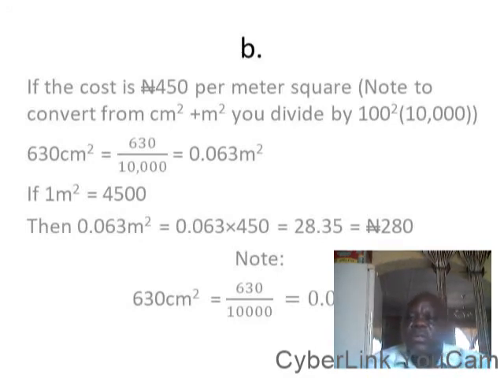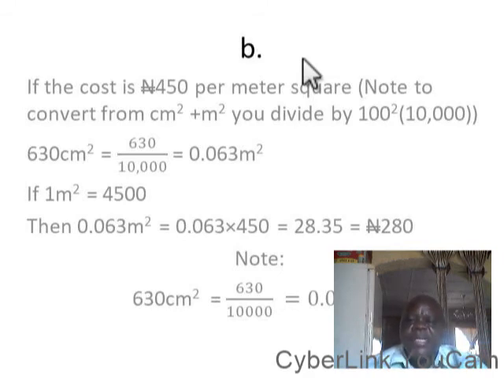Now, if the cost of a plate per meter is 450, pardon, I'm going to correct that, 4,500 per meter square. Note, to convert centimeter square to meter square, you divide by 100 square. That will give you 10,000.